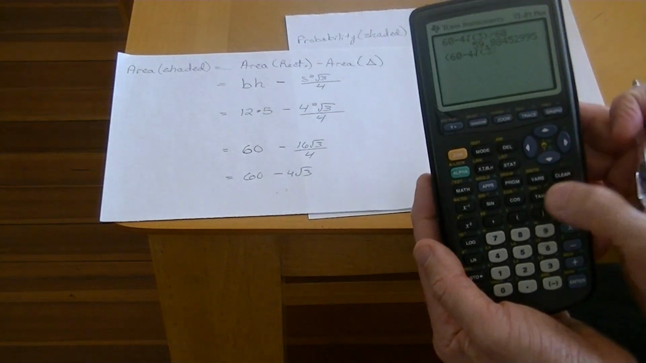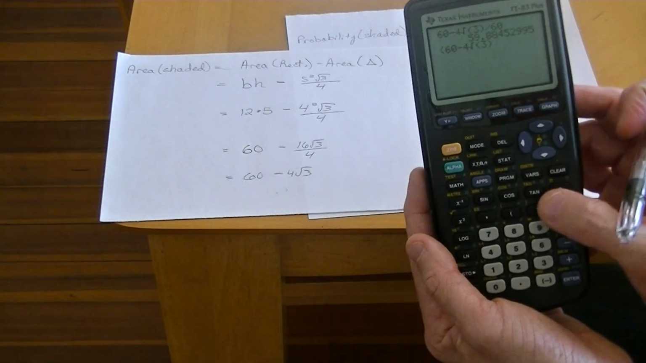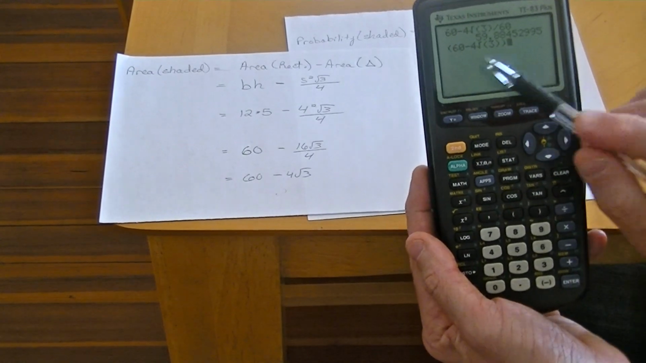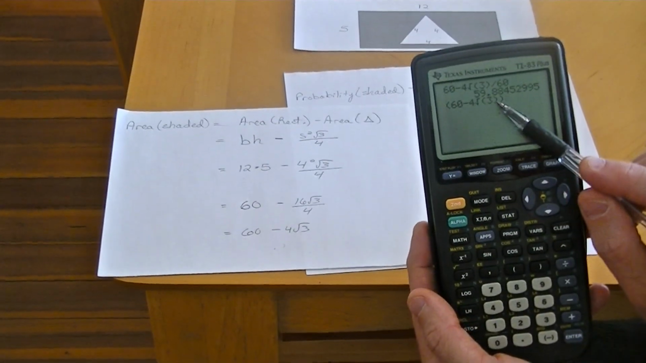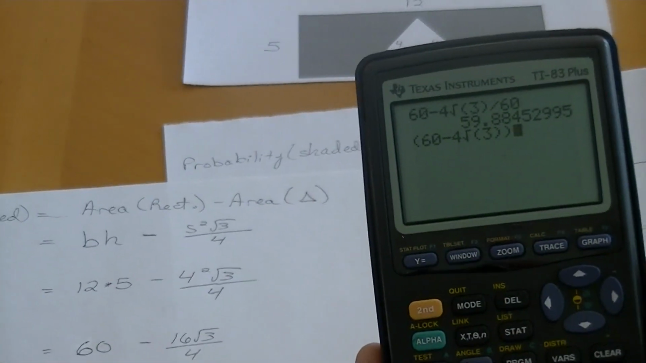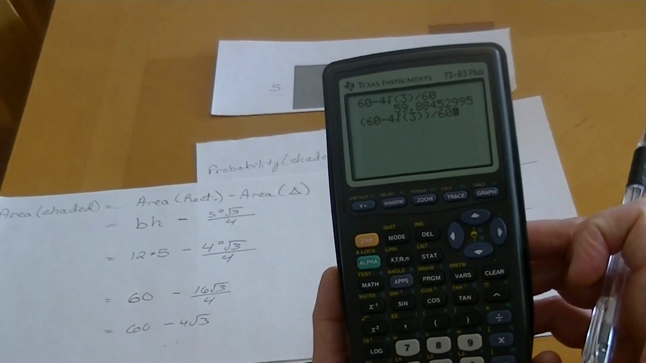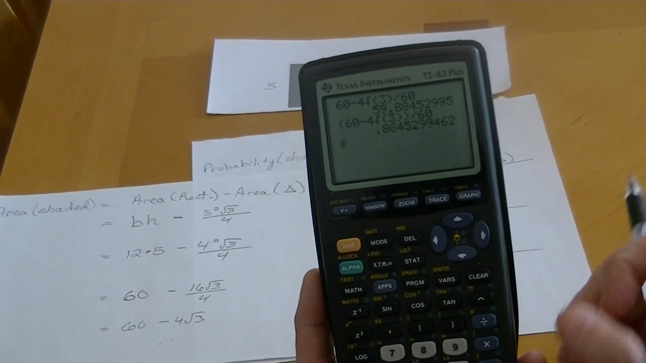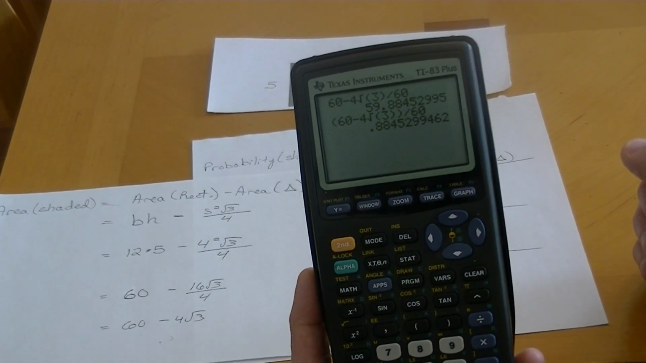So I'm going to close my square root number. I'm going to close my numerator. So you see I've got 2 open parentheses and I've got 2 closing parentheses. And I want to say all of that is being divided by 60. And that's going to get 0.88.